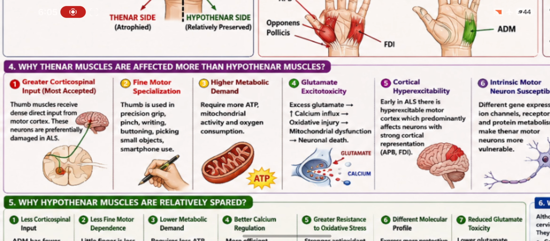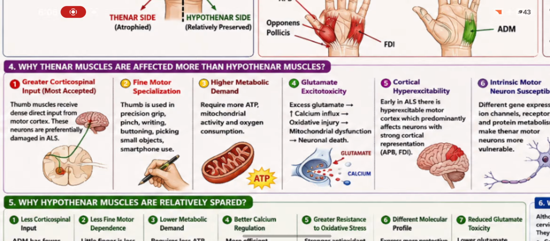Another important mechanism is glutamate excitotoxicity, which is a well-recognized pathological process in ALS. Glutamate is the principal excitatory neurotransmitter in the central nervous system. Excessive glutamate activity causes increased calcium entry into motor neurons, leading to oxidative injury, mitochondrial dysfunction, and ultimately programmed cell death. Experimental evidence suggests that the motor neurons supplying the thenar muscles and the first dorsal interosseous are particularly susceptible to this excitotoxic damage.